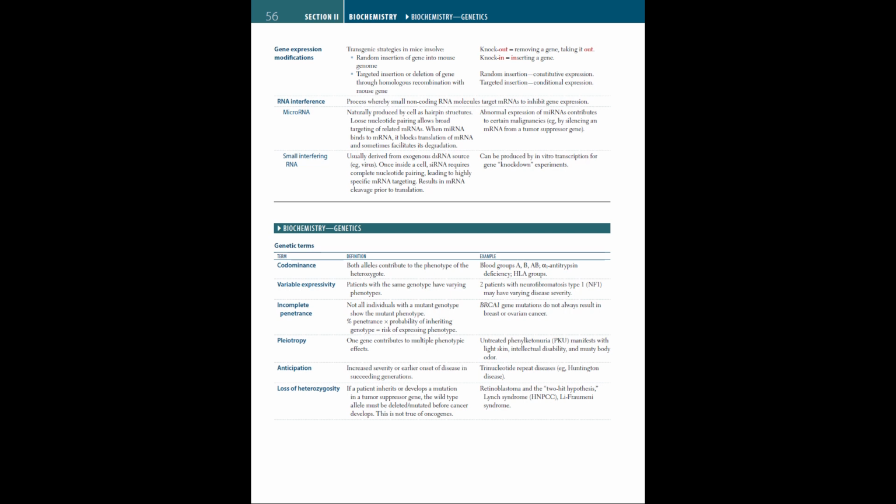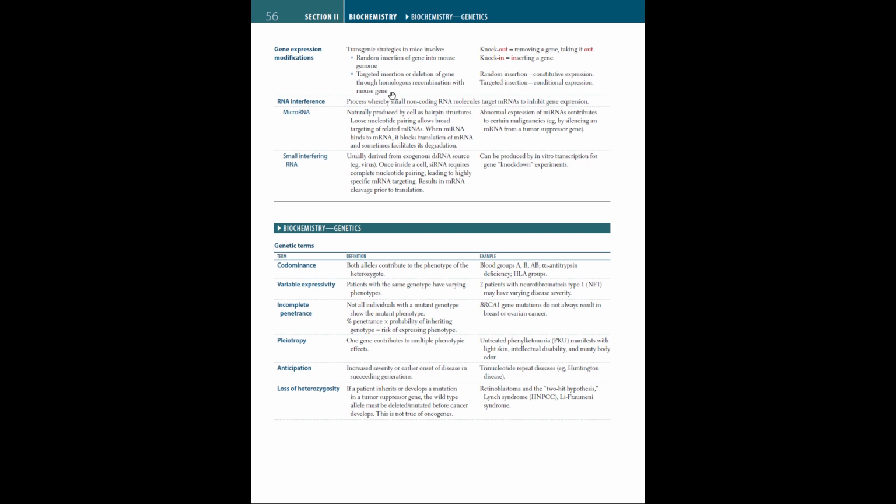So let's begin. Here we have gene expression modifications, which are basically insertions or deletions of genes into a mouse genome. This technique is used to study gene expression and protein synthesis. There are transgenic strategies where mice are involved, with random insertion of genes into a mouse genome, and targeted insertion or deletion of a gene through homologous recombination within the mouse gene.